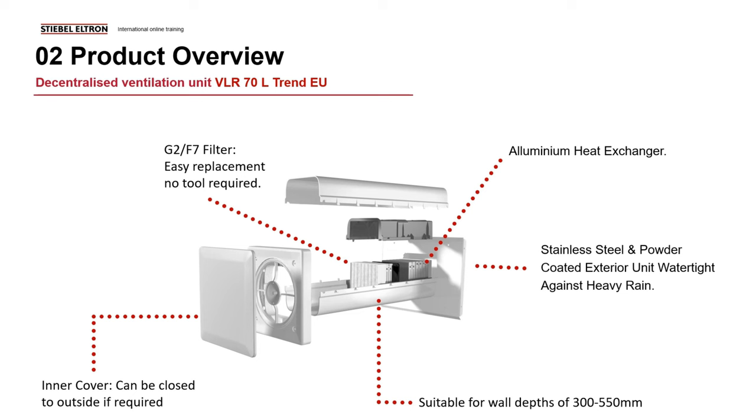The aluminium heat exchanger within the unit can be accessed by simply unscrewing two screws on the body of the unit. This can then easily be cleaned at maintenance intervals. The exterior stainless steel powder coated unit is watertight and protects against heavy rain. And the unit is suitable for wall depths of 300 to 550 millimetres.